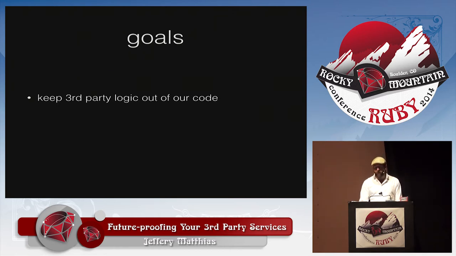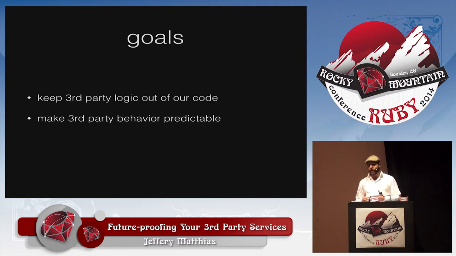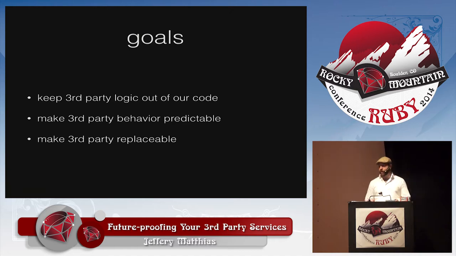The next part is making our third-party behavior predictable, and we do that through test driving our code. And then the last bit is making our third-party interactions replaceable. And being an engineer at SendGrid, I'm perfectly aware that I just told you to make my company's product replaceable, and I fully believe it. Any third-party API you have should be.